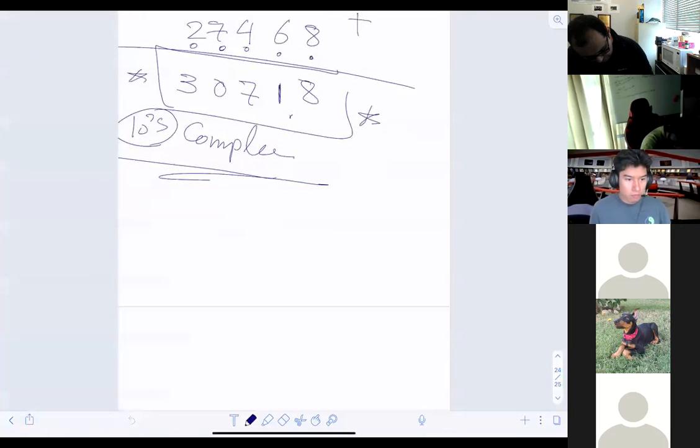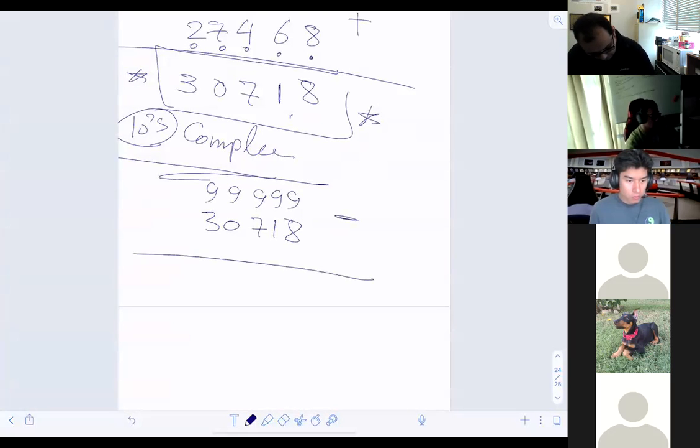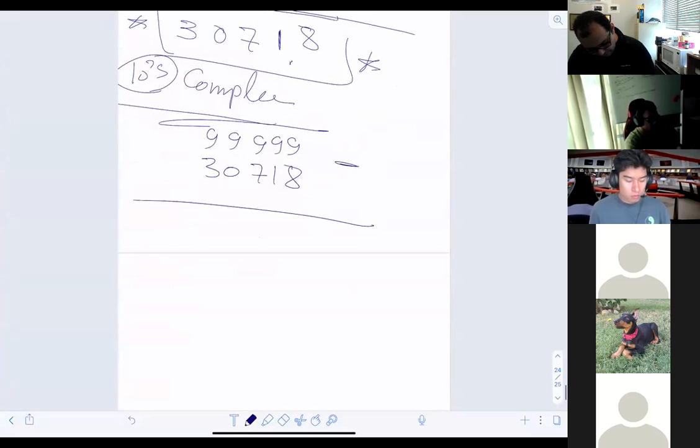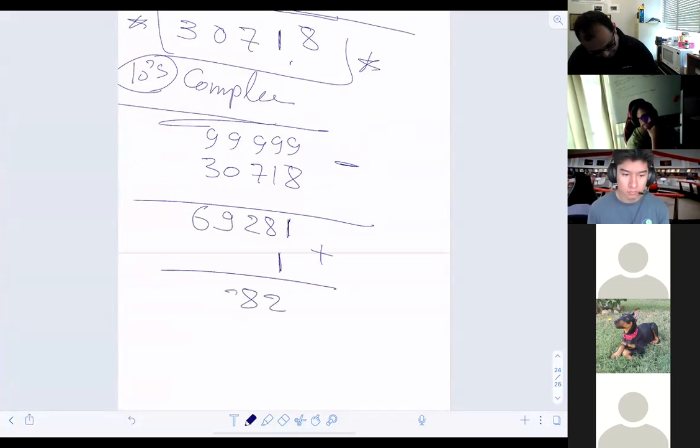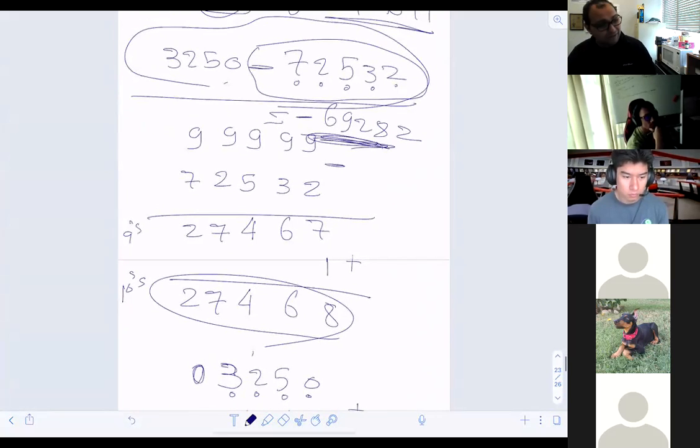So I have here 30718, and I have here 99999. As I subtract here, it's going to be 69281, then plus 1, so it's going to be 69282, right? Is this value the same as this value?